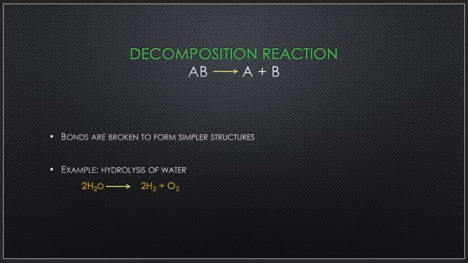And this happens because the bonds break between complex molecules. This can be found in the hydrolysis of water. So we have H2O yielding hydrogen and oxygen separately.